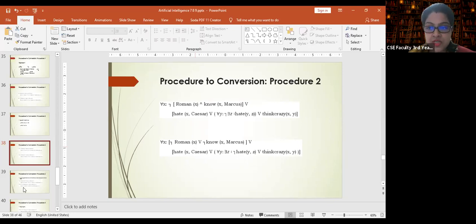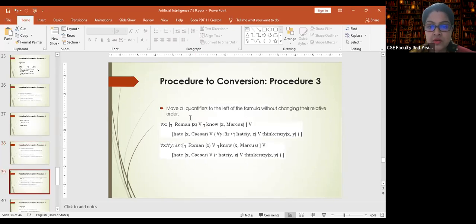Now procedure 3. Procedure 3 is to move all the quantifiers into the leftmost part. The quantifiers are basically the variables. The variables used here are x, y and z. We have used three quantifiers, so we can move the three quantifiers into the leftmost part. That is for all x, for all y, exists z. So we keep all of them in the leftmost part, and the remaining part we write as it is. So this is procedure 3.